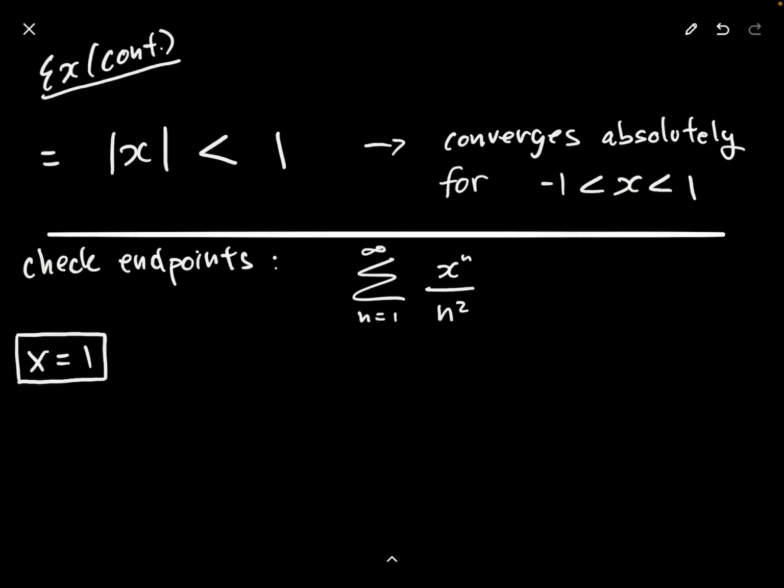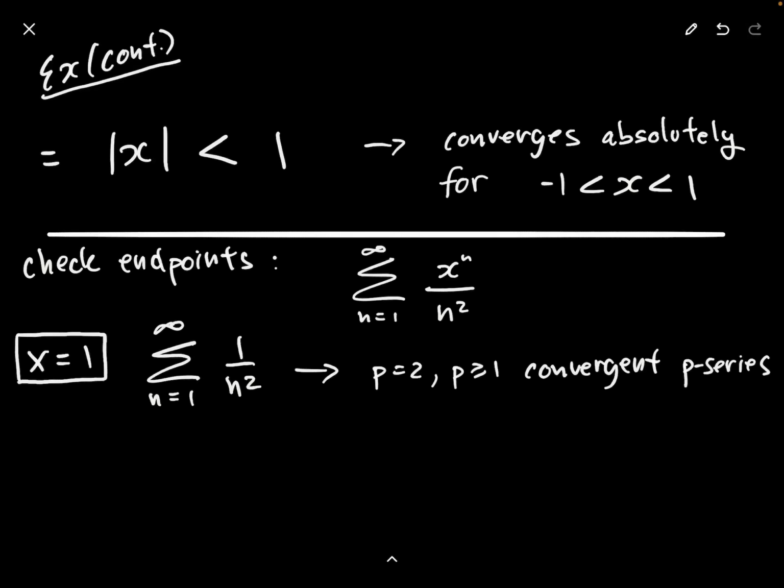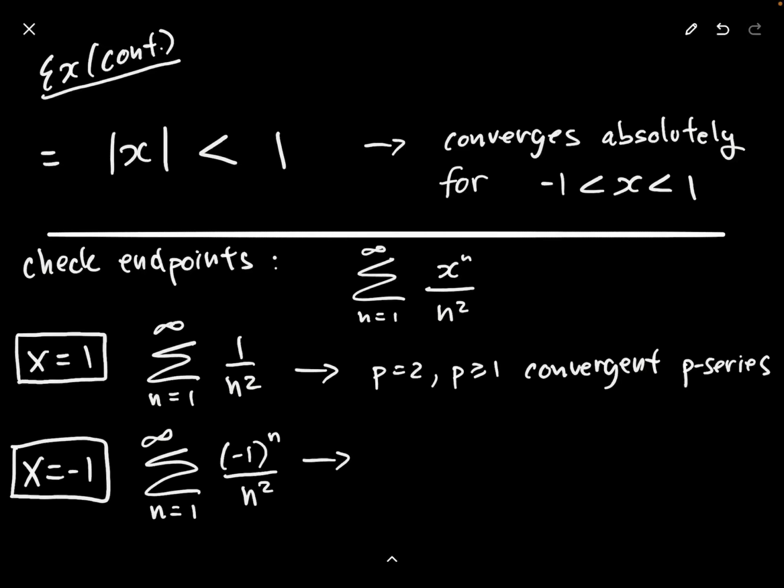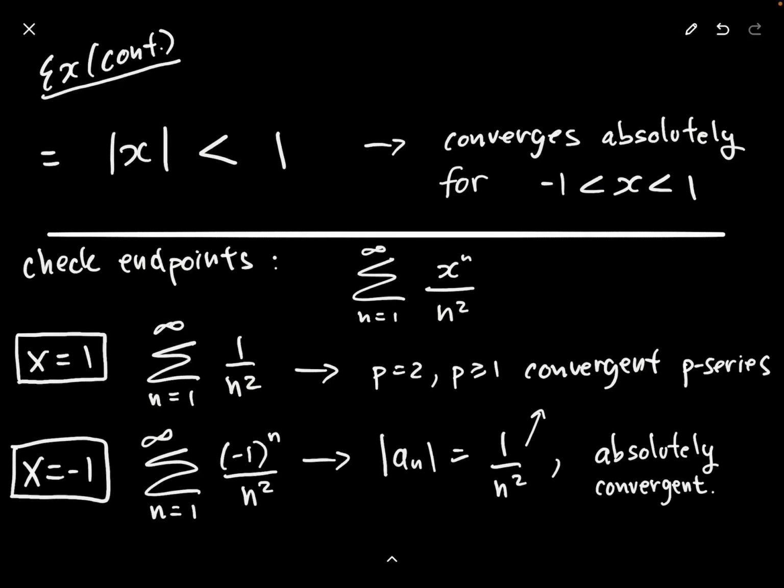Next, we'll check the endpoints. So when x is equal to 1, we can replace that in the original series. So here, it's a convergent p series with p equal to 2. So then we can include the endpoint x is equal to 1. When x is equal to minus 1, we have the alternating version of that series. So when x is equal to minus 1, the series is absolutely convergent, so we can include both the endpoints.